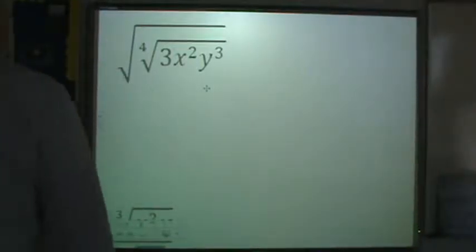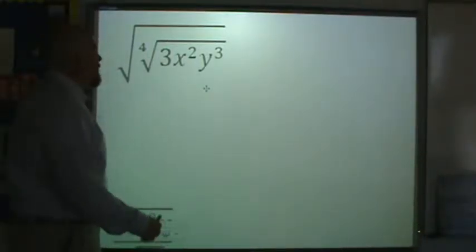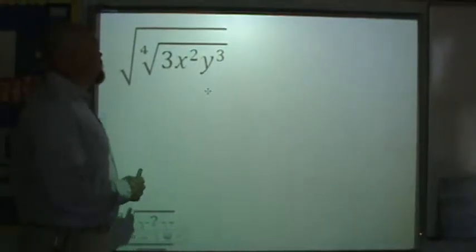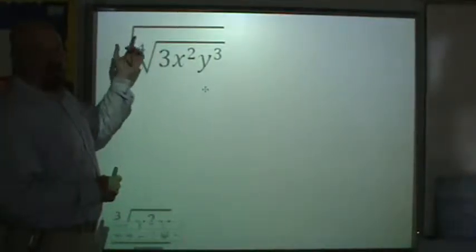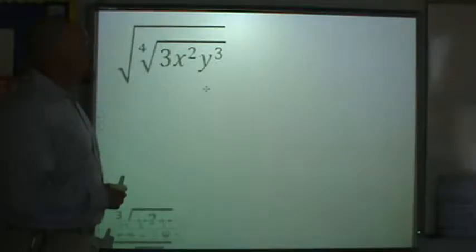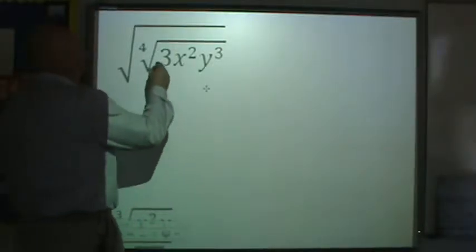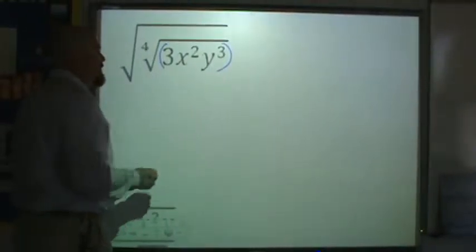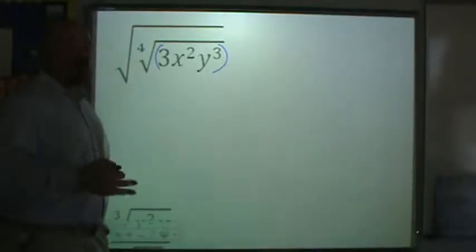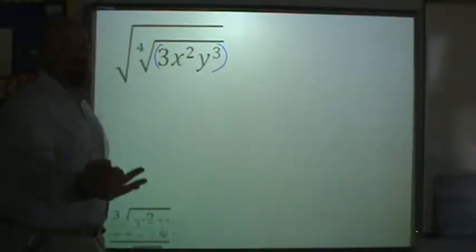Okay, let's take a look at another problem here, only this time we've got a radical inside of a radical. We've got a fourth root inside of a square root. Now what we can do with this, again, is to remember that this product, which is in here, is being raised to a rational exponent, or a fractional exponent.